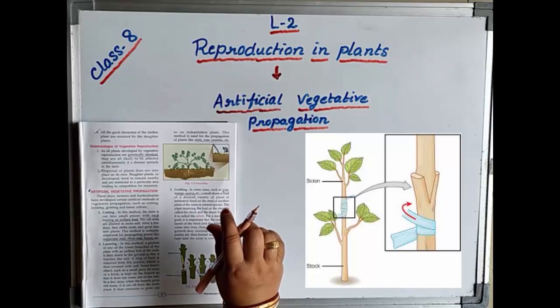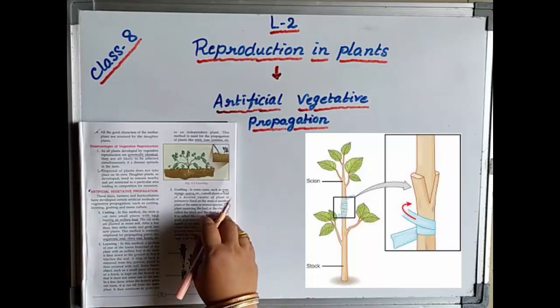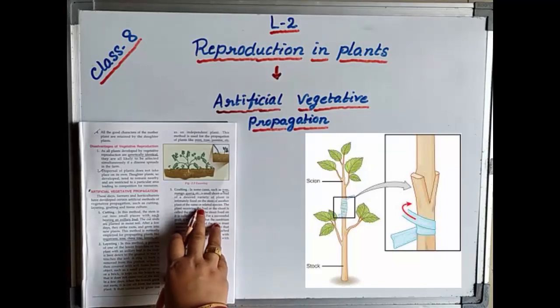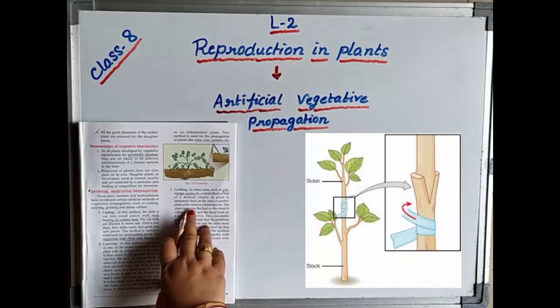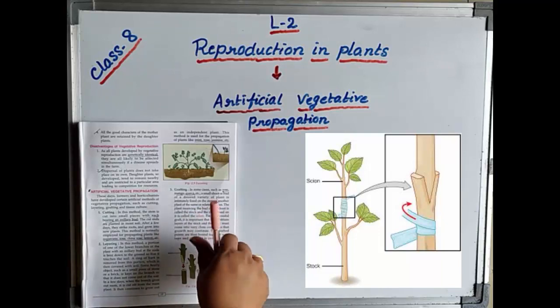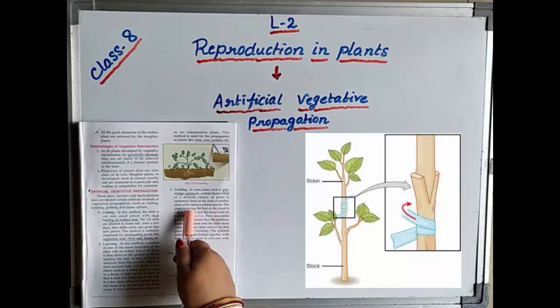I will take a small shoot or bud, because bud-bearing shoots develop into a small plant, and fix it on the stem of another plant of some related species. Related species, or the same species also.